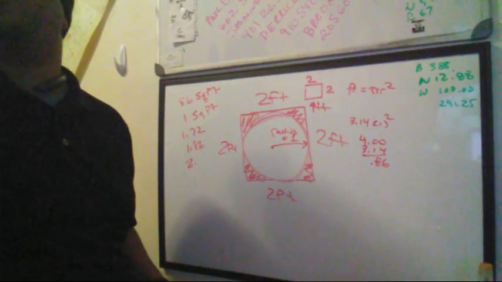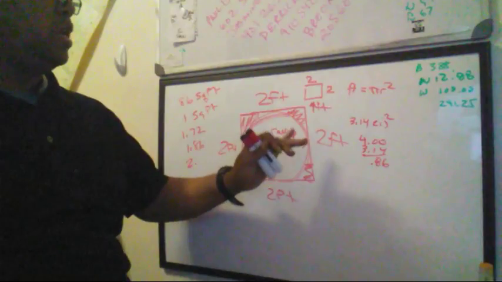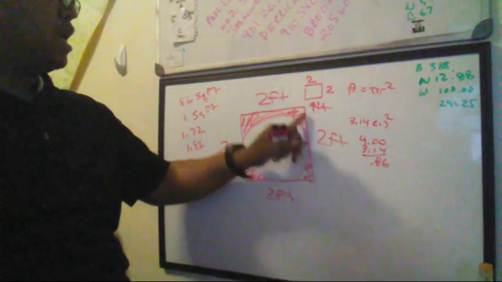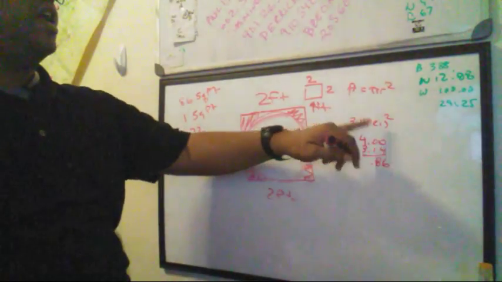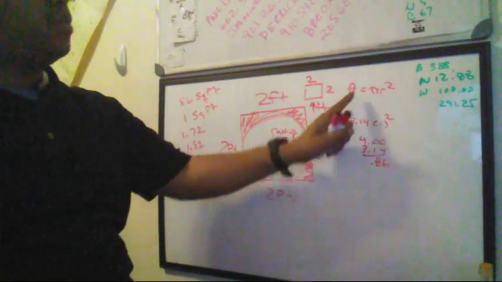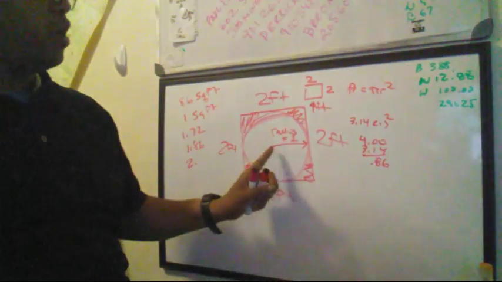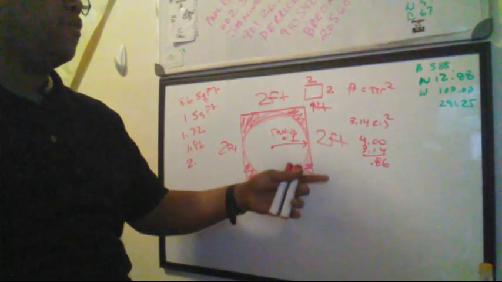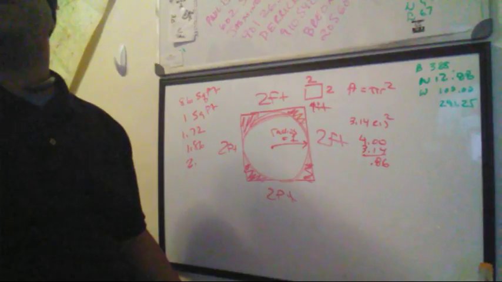Wait, 1 squared is not 4. You're right. Here's the thing. The whole piece, before we cut the table out, is 4 square feet. Now, the part that we're going to eliminate from that 4 square feet is the area of the circle, which is 3.14 times r squared. R squared happens to be 1, so that's 3.14. So 3.14 subtracted from 4 leaves us 0.86 square feet.